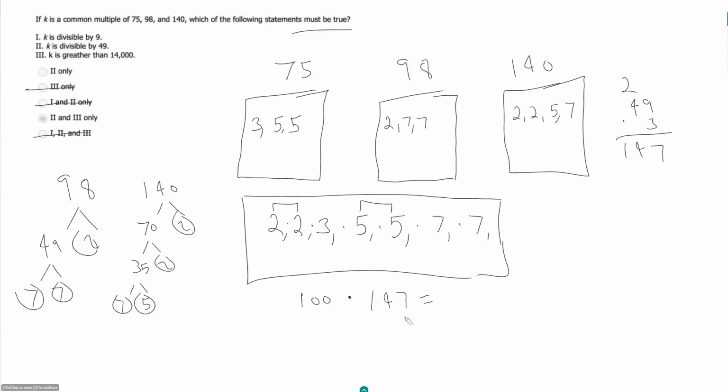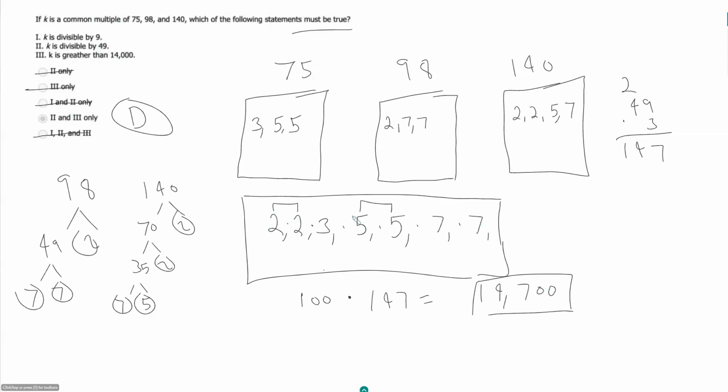So 147 times 100 is 14,700. So if the lowest common multiple I could possibly have is 14,700, then all of my multiples are definitely going to be greater than 14,000. So statement 3 is true as well. So A is eliminated, and D is our answer.